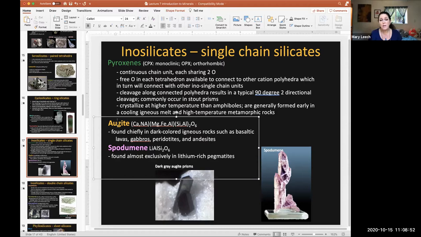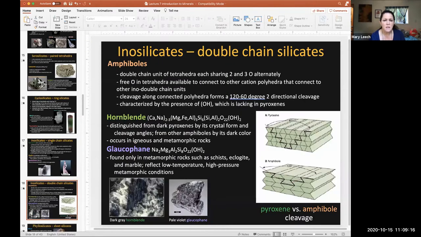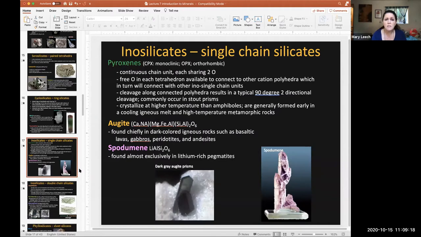I showed you a hornblende andesite before that was a gray hunk of rock with black elongate crystals in it. That would be hornblende. You might see them as those larger crystals showing up in a fine grain matrix of the volcanic rock. Okay, so pyroxenes are the single chain, and those all have cleavage planes that intersect at 90 degrees.